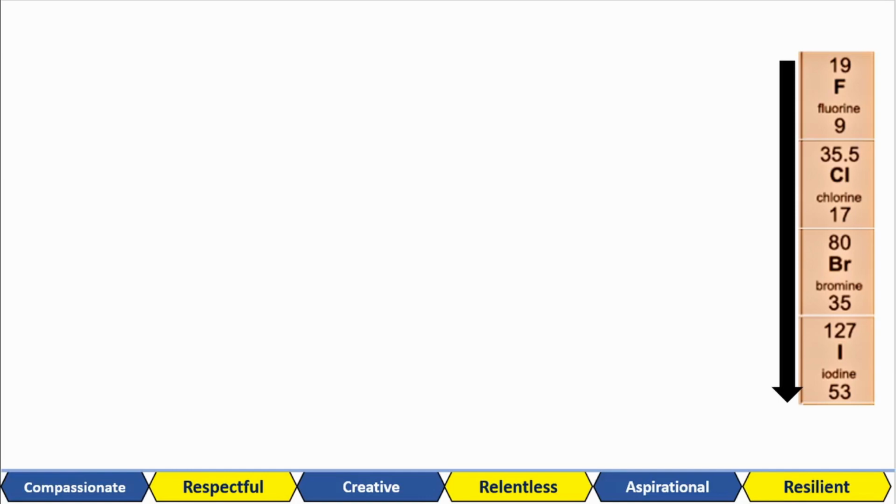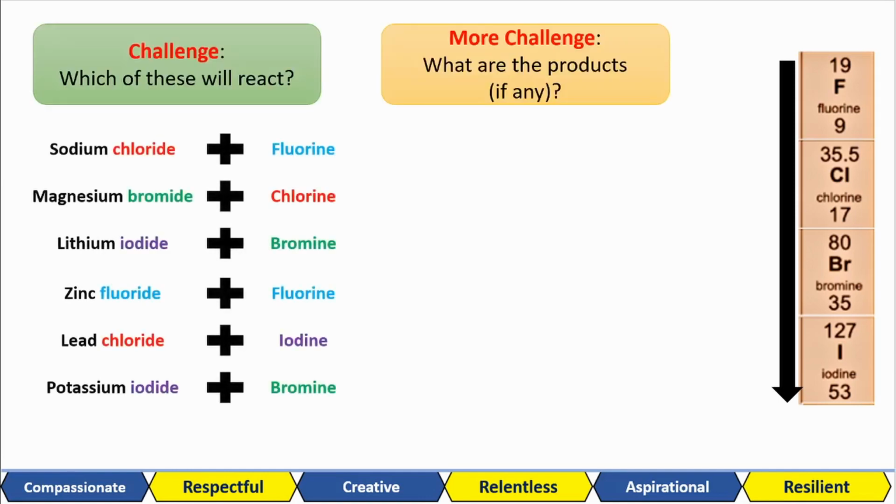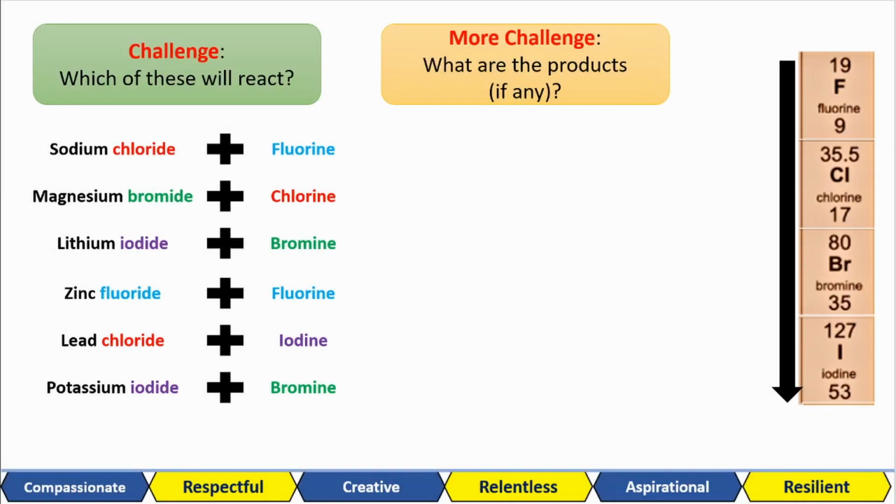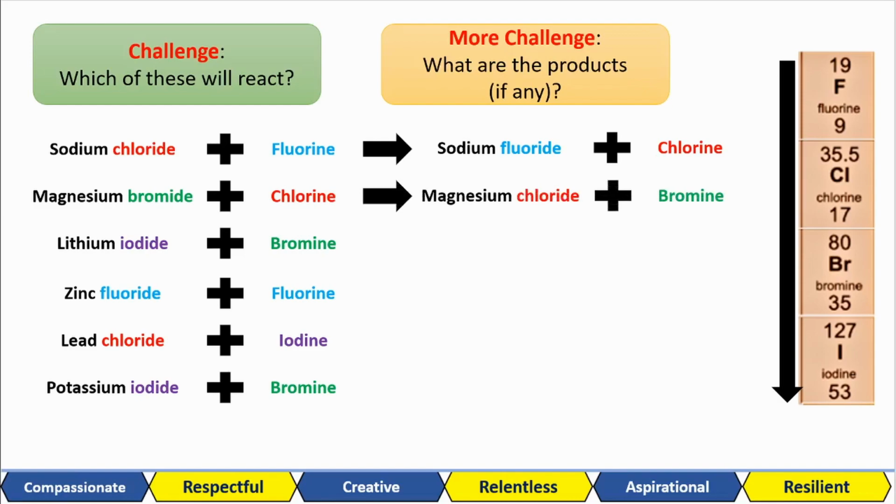Using that logic, which of these reactions will react? And as an extension, what are the products called? Since fluorine is higher than chlorine, this reaction will happen to form sodium fluoride and chlorine. Chlorine is higher than bromine, so this reaction will form magnesium chloride and bromine. Bromine is higher than iodine, so this forms lithium bromide and iodine.